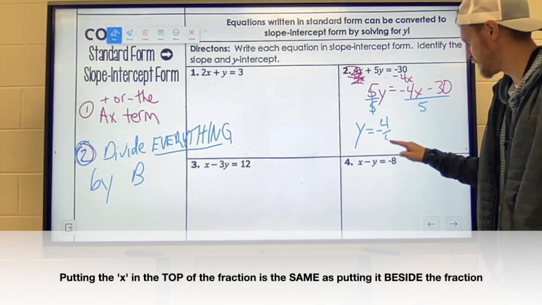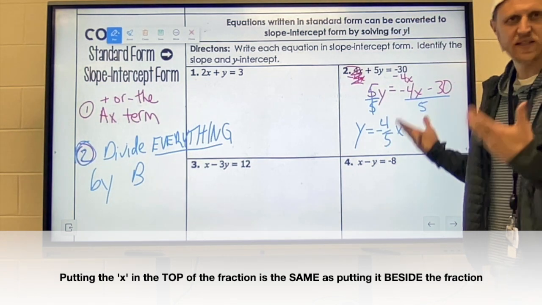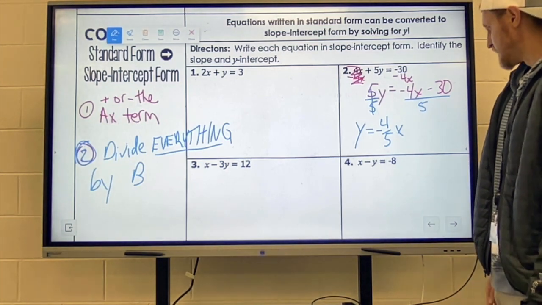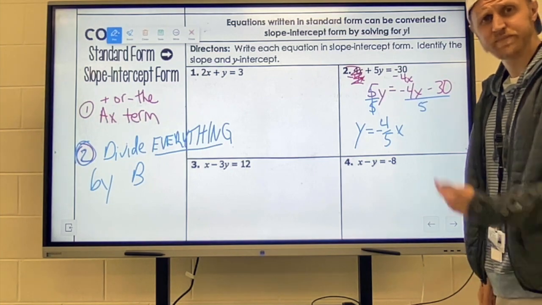Negative 4 over 5x. It means the same thing, but it's probably a prettier way for you to talk about it. Should probably edit that part out. Not gonna keep moving.